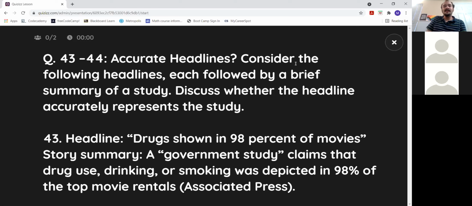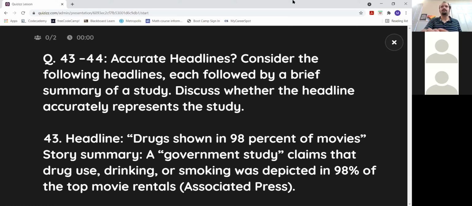The headline says something like, drugs shown in 98% of the movies. And the story summary says a government study claims that drug use, drinking, and smoking was depicted in 98% of the top movie rentals, reported by the Associated Press. Usually when you see Associated Press on something, you can pretty much believe it's true. So does that headline follow from what is being said in the study?